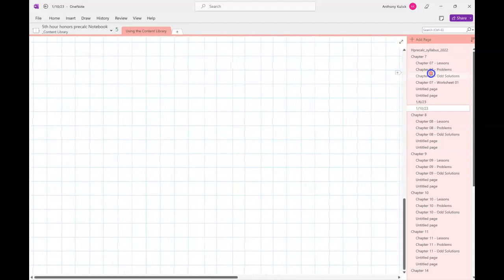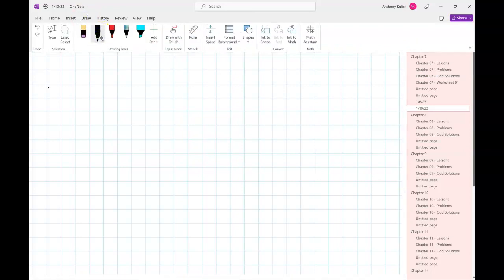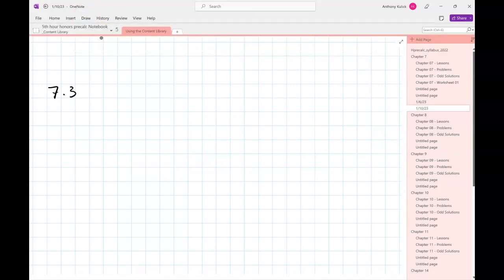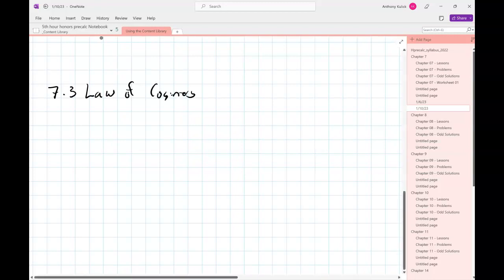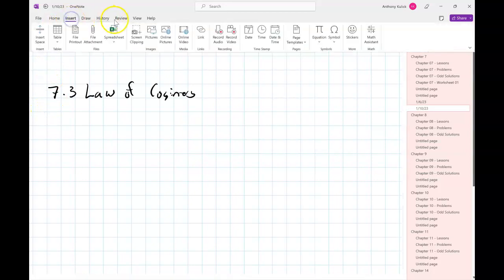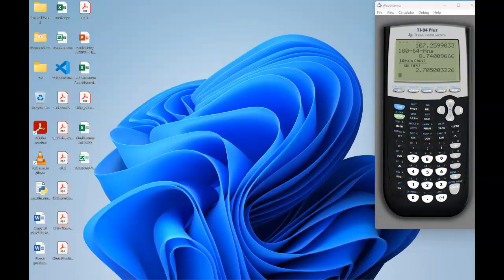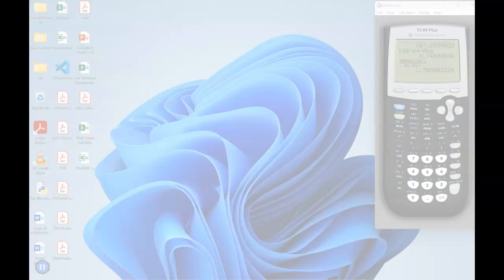So today we're going to be doing sections 7.3 and 7.4. 7.3 is about the law of cosines. We're not going to prove the law of cosines here. I'm just going to kind of drop this in.